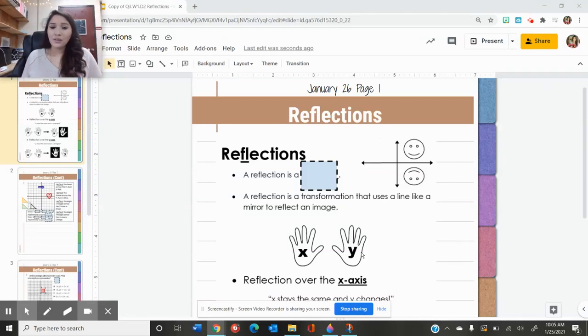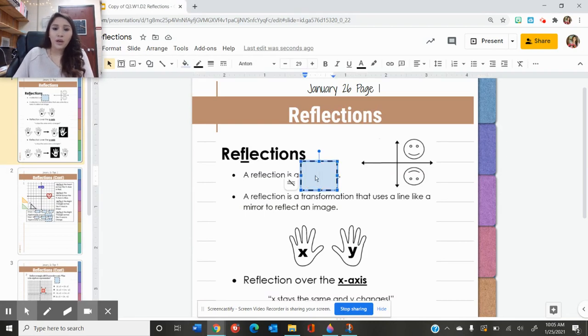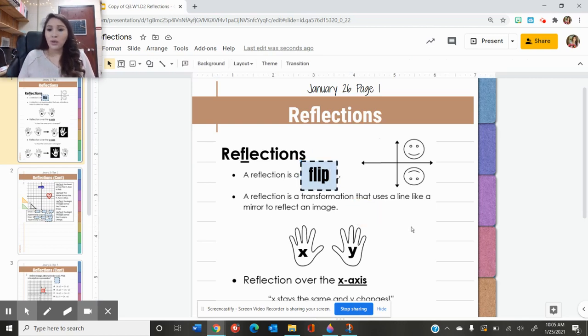January 26th, we'll be going over reflections. So a reflection is a flip. If you notice at the very top, we underlined the letters F and L. That is to help you remember that it is a flip because flip starts with FL and reflection has the letters FL in them. So a reflection is a transformation that uses a line like a mirror to reflect an image.